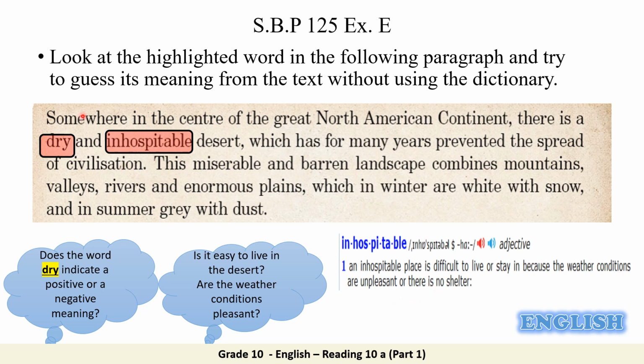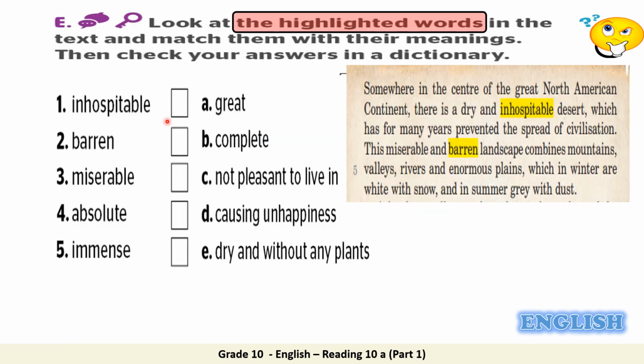Let's go to another activity in your student book, page 125, exercise E. Look at the highlighted words in the text and match them with their meanings. Then check your answers in a dictionary. Now please pause the video for a while. Try to read these words. Try to find some context clues and match each word to the correct definition.